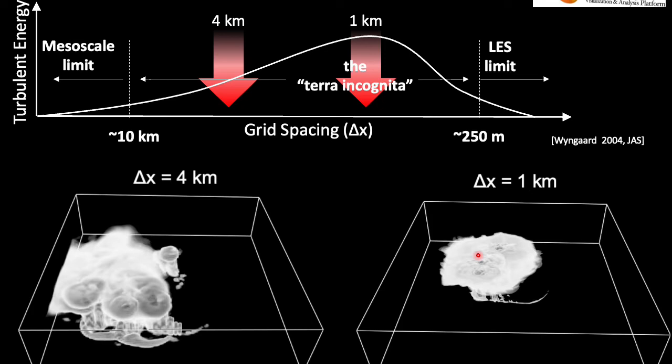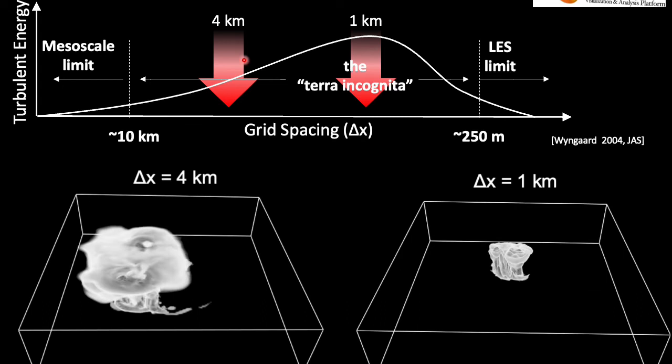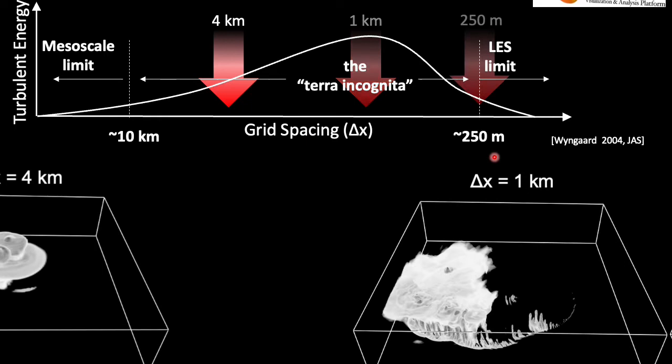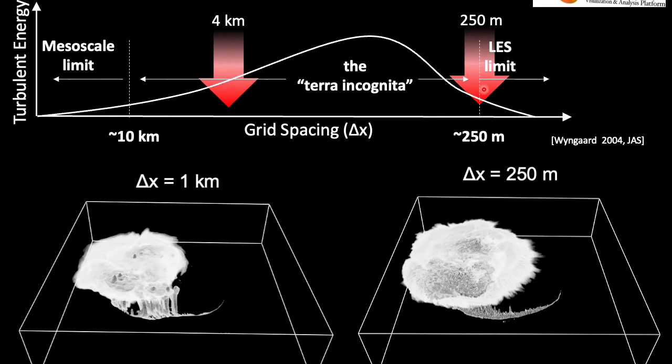But qualitatively, the difference between 4 kilometers and 1 kilometer is way smaller than if you go from 12 kilometers to 4 kilometers, what I showed you before. And then we can compare 1 kilometer to 250 meter simulations. So this is really on the edge of large eddy simulations now.